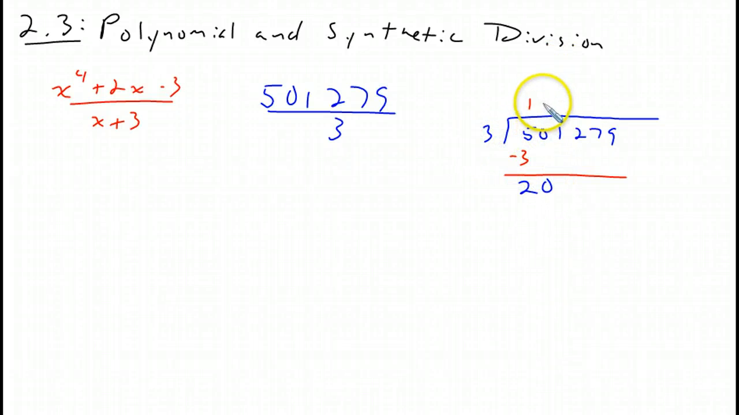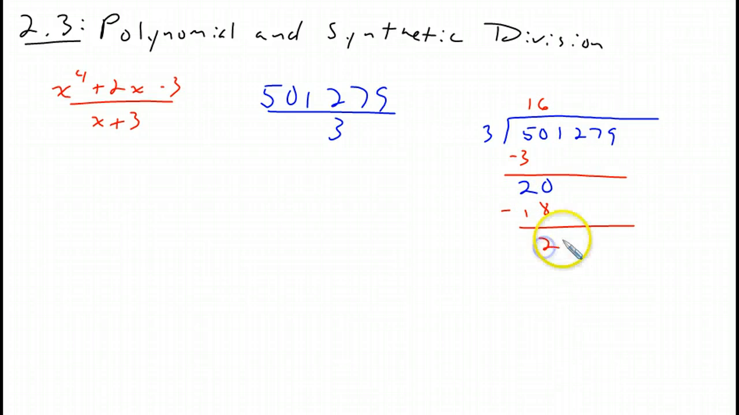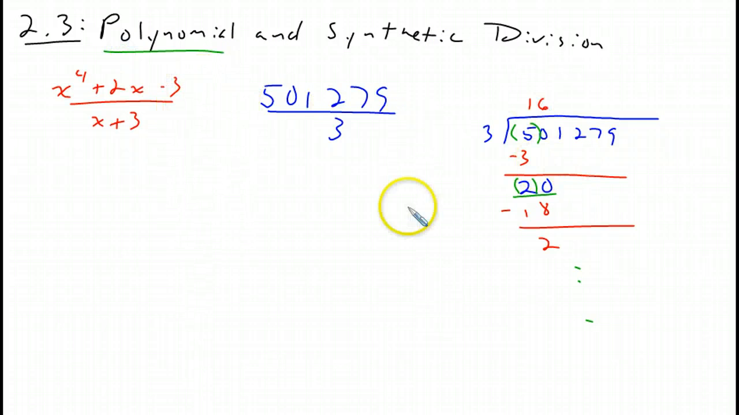Well, 3 will go into 20 six times, so we'll have 18. And again, I'll subtract it. So you're seeing the pattern, right? I'm seeing how many times it goes into the first term, and whatever's left over becomes my remainder for this term. Then I'm going to see how much it goes into the next term when I pull down the next number, and so on and so forth. You guys know how to do long division. Polynomial division is just like long division. Synthetic's kind of a weirdo, but we'll talk about it in a minute.